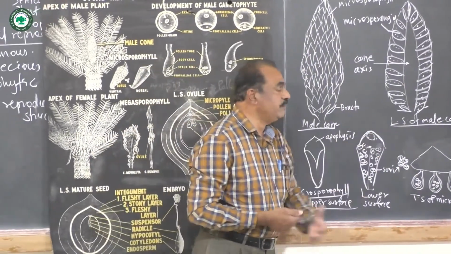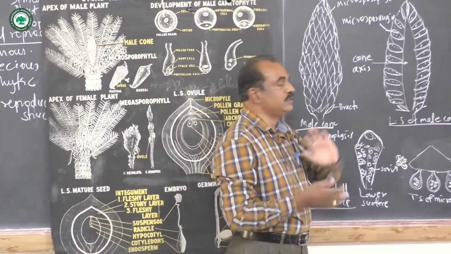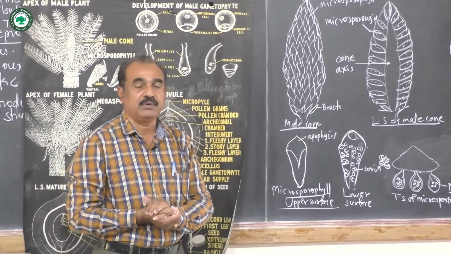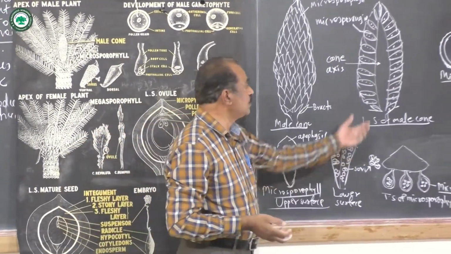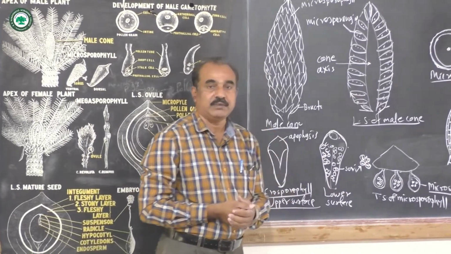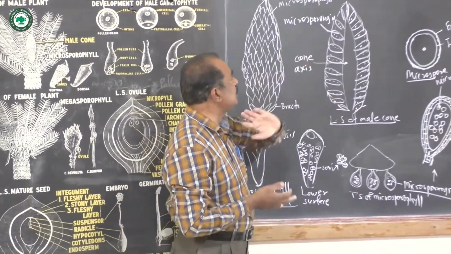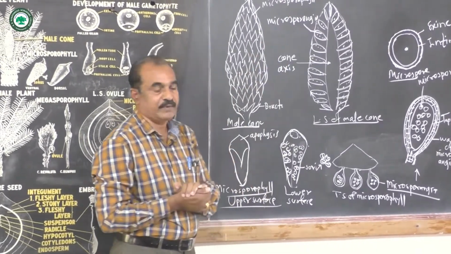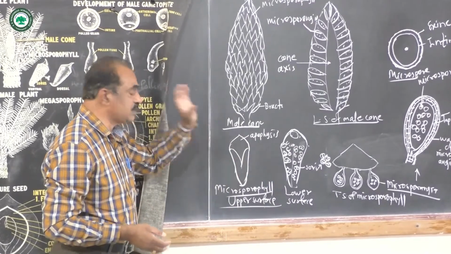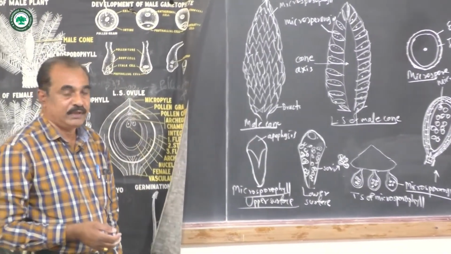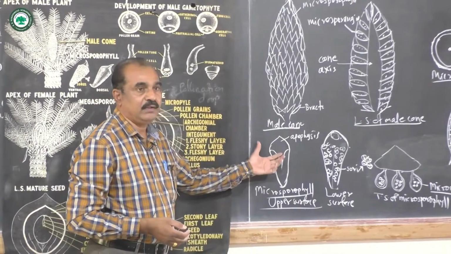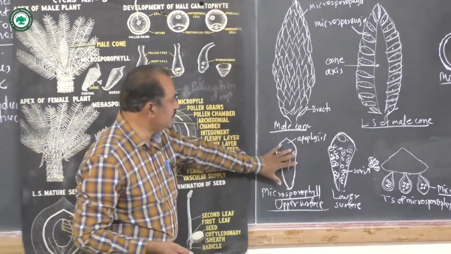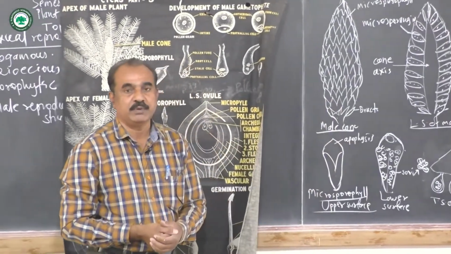Now in the LS of the male cone, at the center there is the cone axis. It is very stout and very large, and on this cone axis, spirally arranged triangular structures are called the microsporophylls. And in the microsporophyll there are the microsporangia. So this is one microsporophyll. It is elongated and triangular in outline, and it is divided into two parts. Now this is the dorsal view, that is the upper surface of the microsporophyll.